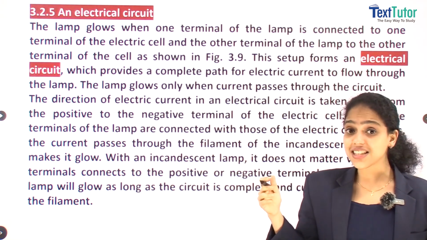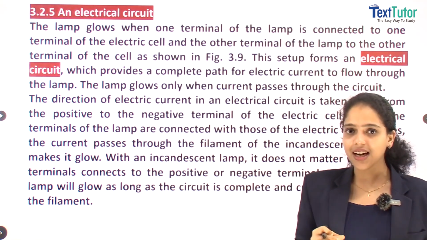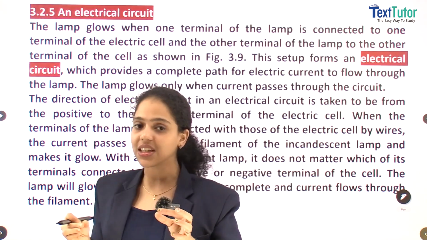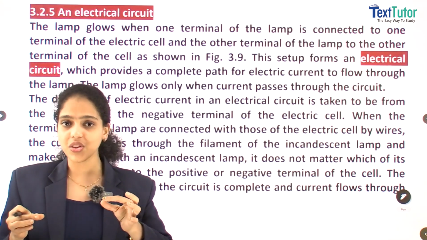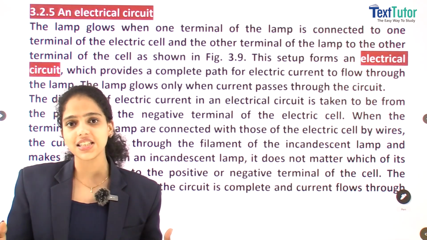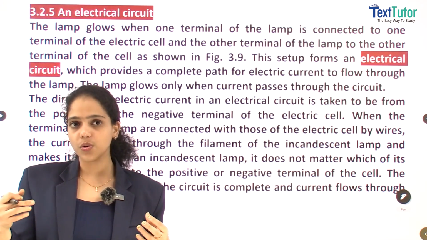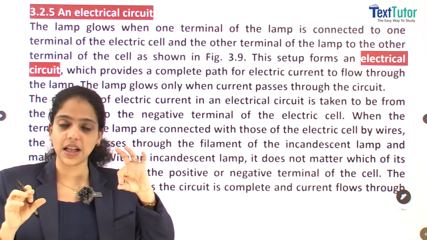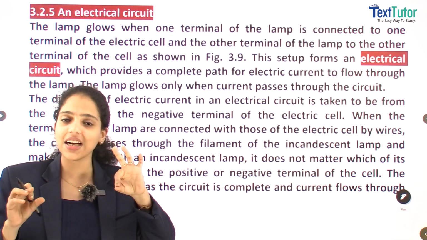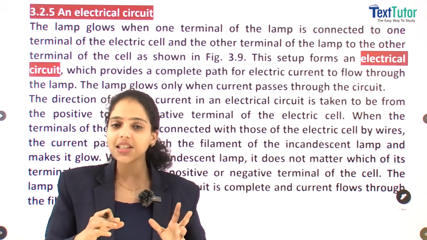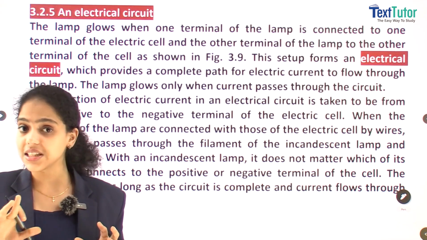We have seen that in one arrangement the positive terminal of the cell is connected with both terminals of the lamp, and the lamp doesn't glow. And in another arrangement the negative terminal of the electric cell is connected with both terminals of the lamp. In that arrangement also the electric bulb doesn't glow.